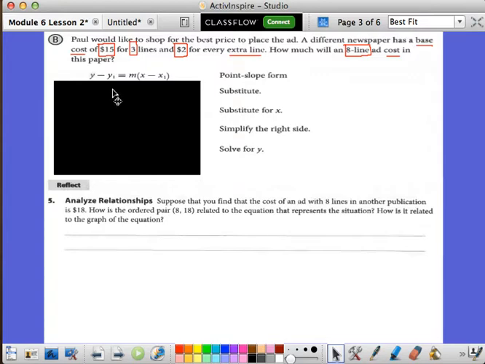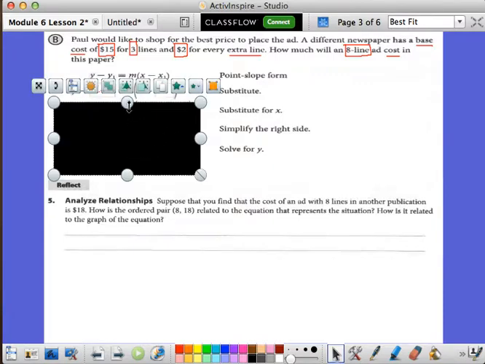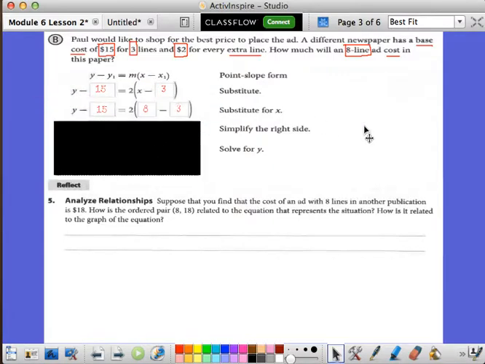Okay, so in this case, I'm going to substitute 15 in for my y, and I'm going to substitute 3 in for my x, because when I pay $15, I get 3 lines. And I know that 2 is my slope because the rate of change is $2, so I go up $2 for every 1 line that I pay for. Okay, now to solve for 8 lines, I plug in 8 for x because x represents my number of lines.